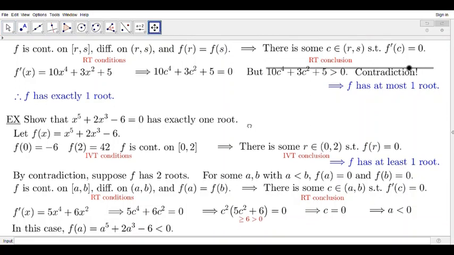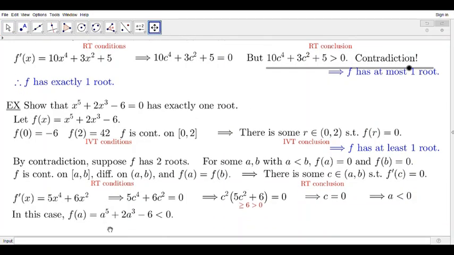But if you actually do the plugging in, you're going to have a to the 5th plus 2a cubed minus 6. Now, if a is negative, a to the 5th is negative. So is 2a cubed. And then minus 6, of course, is negative. So here you have three terms. Adding them together would give you a negative number. Do you now see the contradiction? f of a is supposed to be 0, and yet here, f of a is negative. Contradiction.